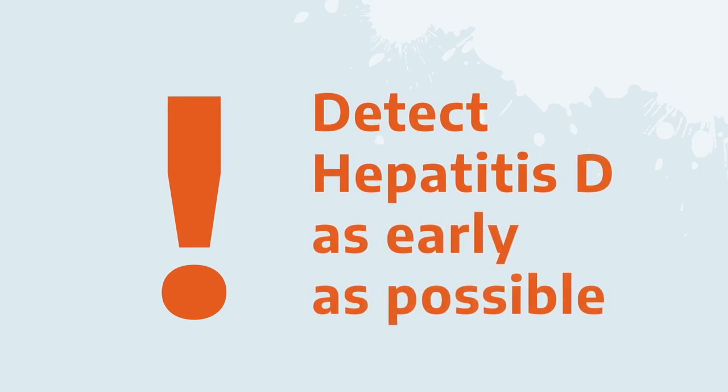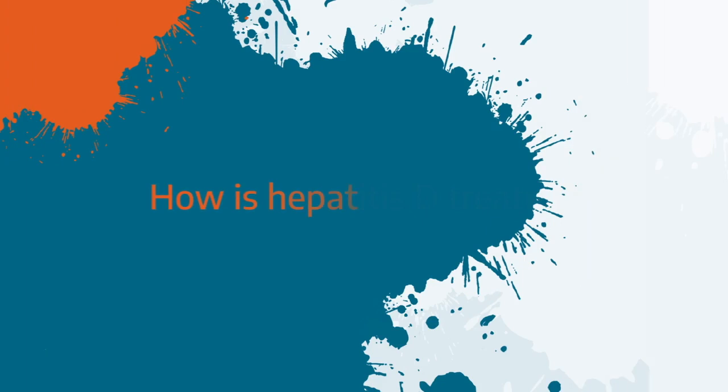Chronic hepatitis D is regarded as the most severe form of viral hepatitis, since it leads to such consequences and complications a lot more frequently and quickly than hepatitis B alone. It is therefore very important to detect hepatitis D as early as possible.